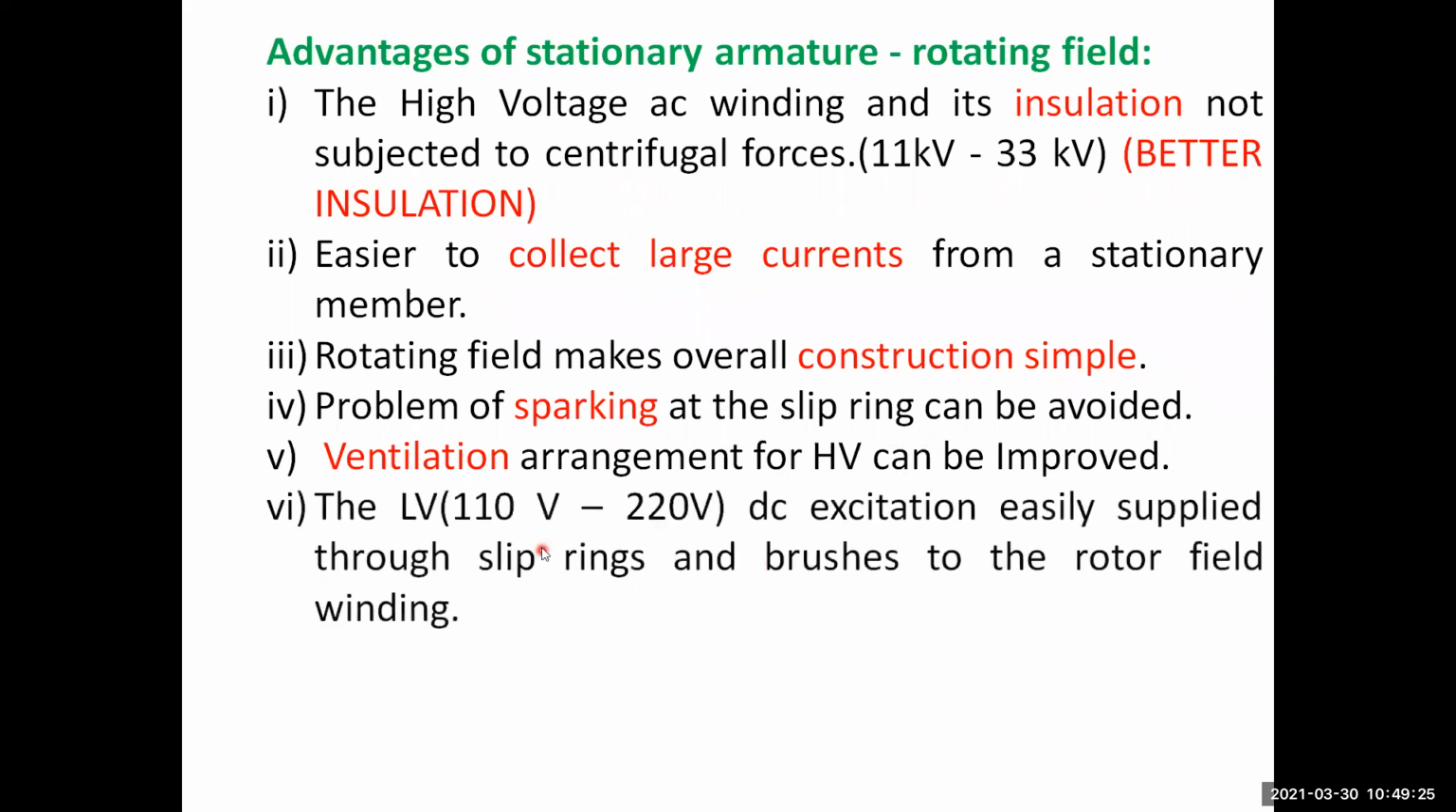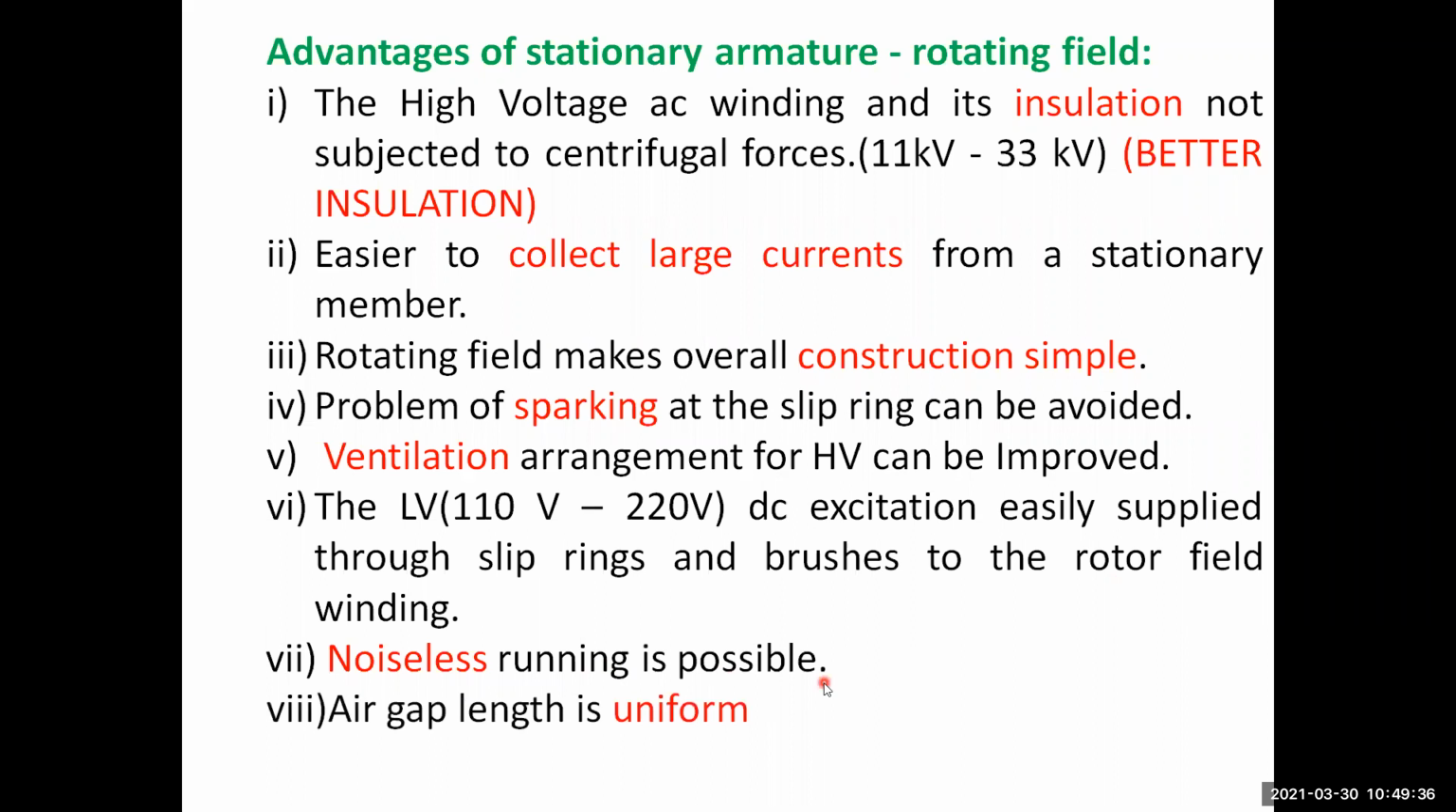Low voltage, 110 to 220 volts DC excitation, is easily supplied through slip rings and brushes to the rotor field winding. I already explained this in the animation video. Noiseless running is possible and the air gap length is uniform. These are the different advantages of a stationary armature and rotating field. Better mechanical balancing of the rotor is also one of the advantages.